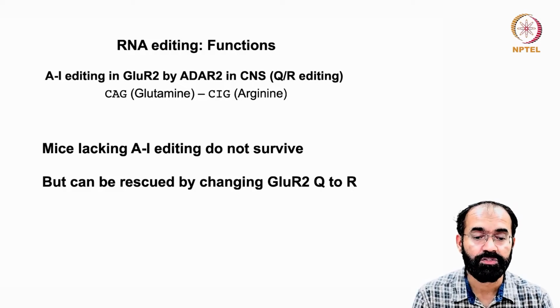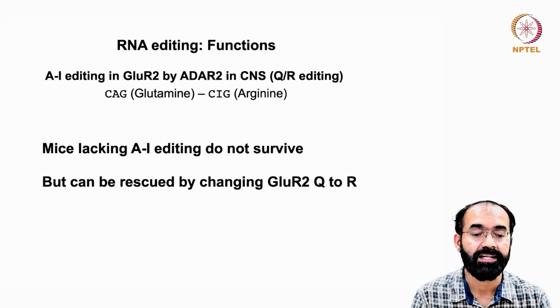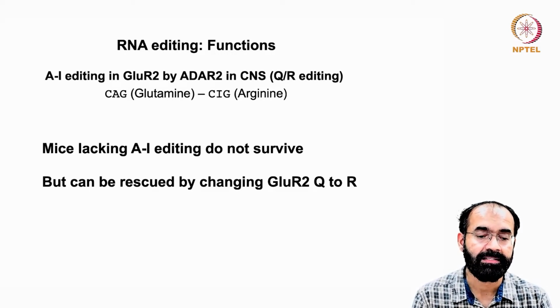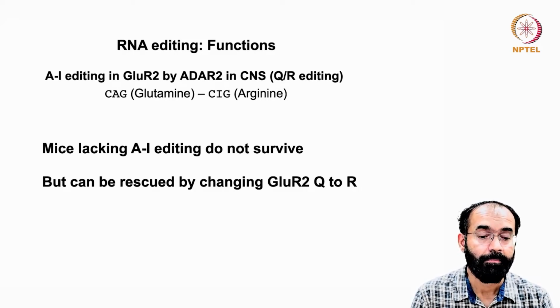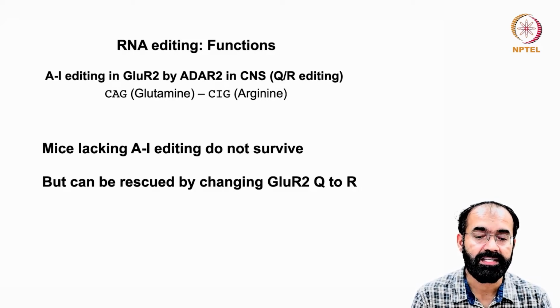That means you simply have to get rid of this ADAR2 enzyme, or you create a mutation such that the glutamine remains as glutamine. It is not available for editing. Then if A to I editing is prevented, what happens? The mice will not survive. You can imagine how crucial this modification is. But it can be rescued by changing the GLU-R to Q to R.